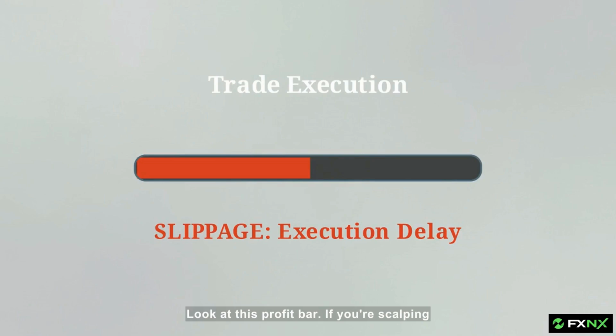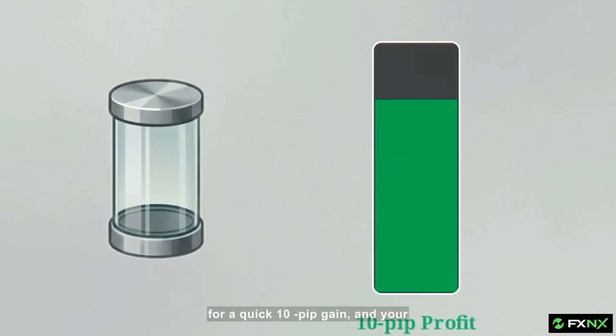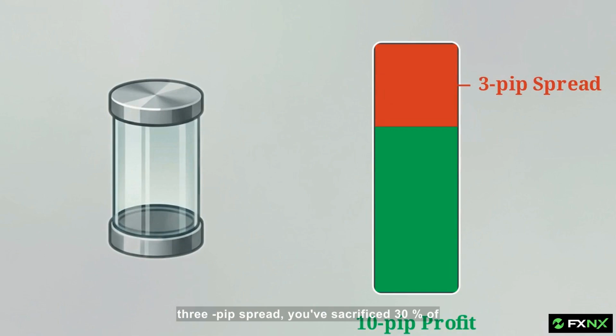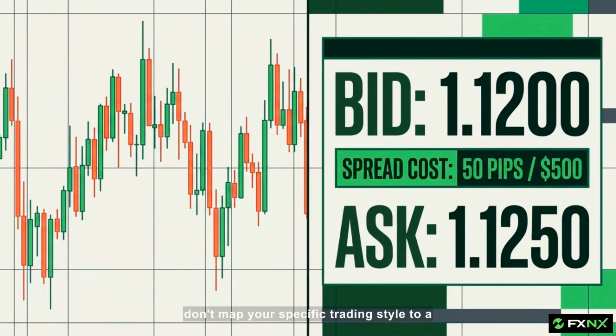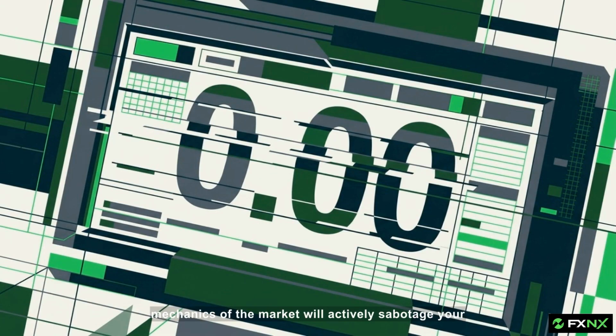Look at this profit bar. If you're scalping for a quick 10-pip gain, and your pair has a 3-pip spread, you've sacrificed 30% of your profit before the trade even executes. If you don't map your specific trading style to a currency pair's hidden cost profile, the physical mechanics of the market will actively sabotage your profits.